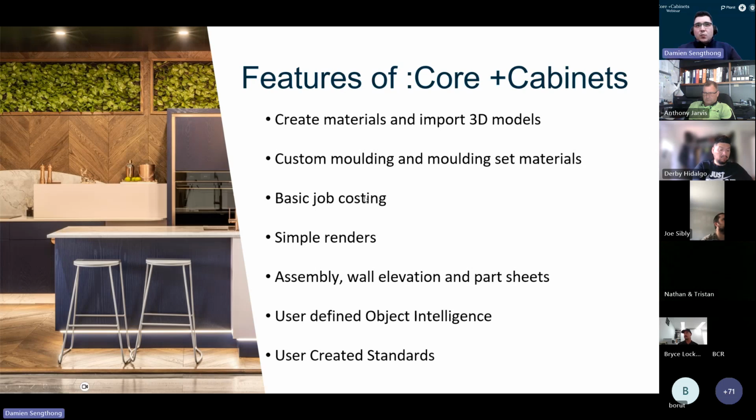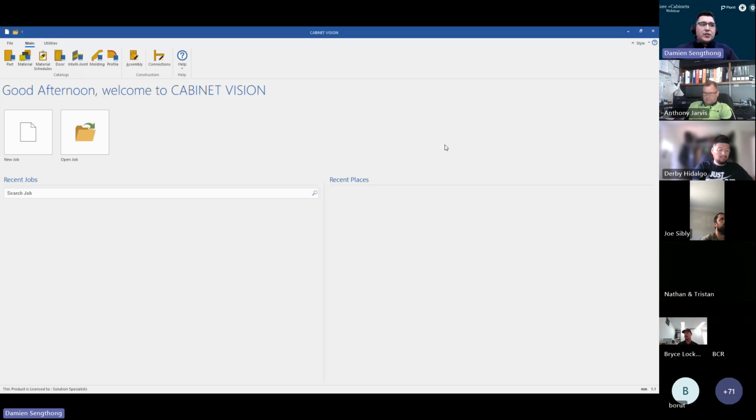So the next point down would be custom molding. Now, moldings within Cabinet Vision are primarily used for aesthetic purposes, though it can elevate anyone's design skill set to the next level if you have not used it before. What I'll do now is I'll demonstrate how exactly they apply to a Cabinet Vision project.